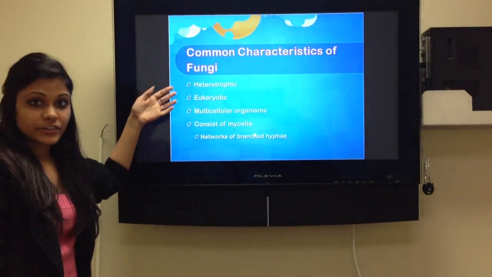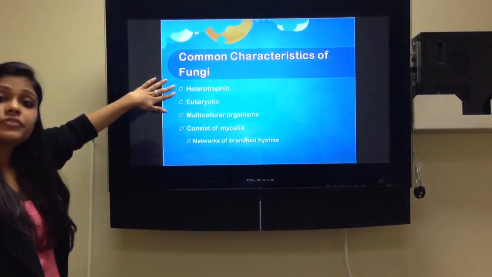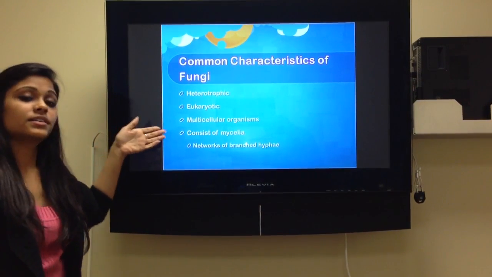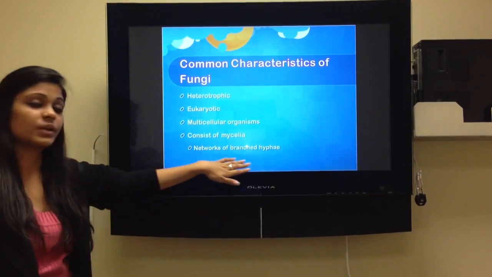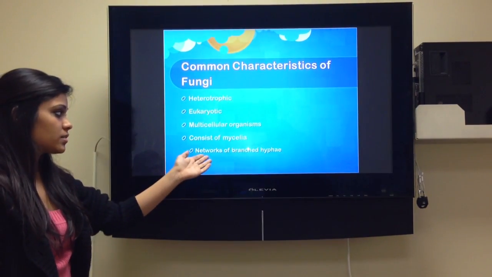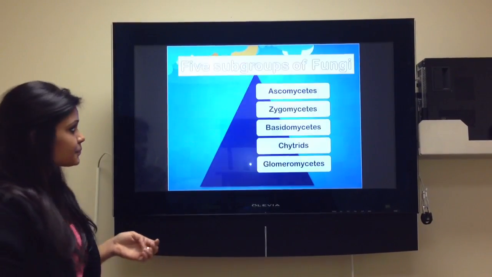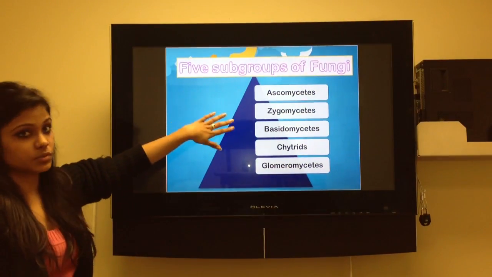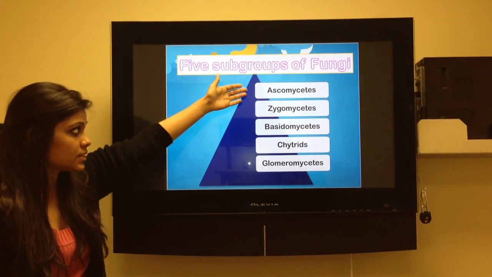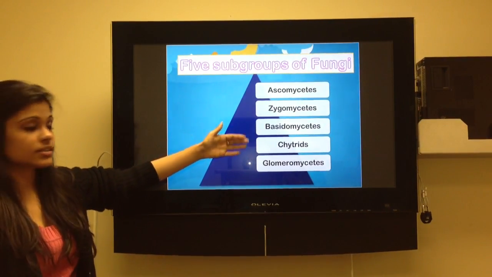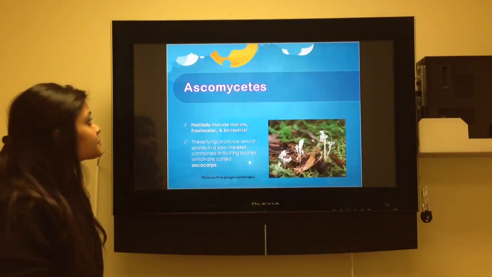Here are some common characteristics of fungi. They're heterotrophic, eukaryotic, multicellular organisms, and they consist of mycelia, which are networks of branched hyphae, and this is basically used to adapt for absorption. And these are the 5 subgroups of fungi: ascomycetes, zygomycetes, basidiomycetes, chytrids, and glomeromycetes.